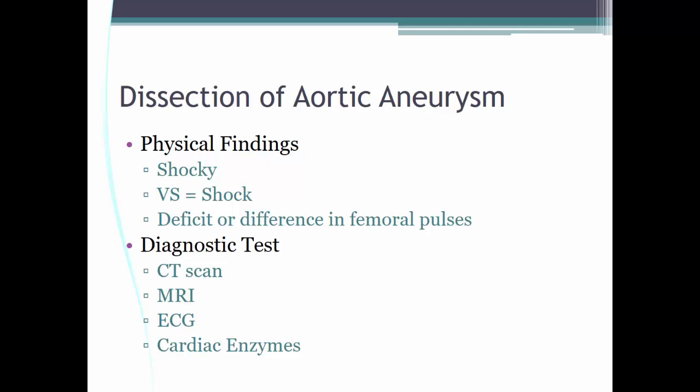Same thing as saying the Stanford system. A, this dissection involves the ascending aorta, or B, the descending aorta. So typically, as previously stated, patients have excruciating precordial or back pain, which is interscapular pain, described as tearing or ripping, and that's abrupt. The pain frequently migrates from the original location as the dissection extends along the aorta.